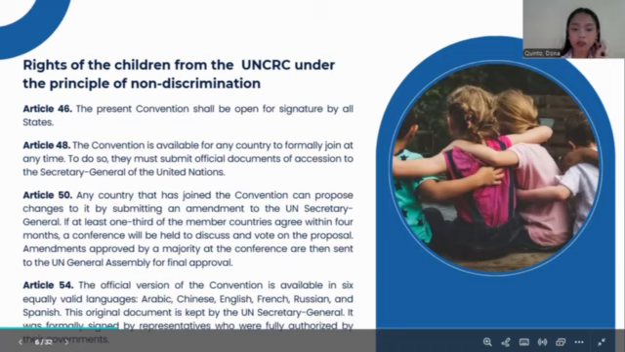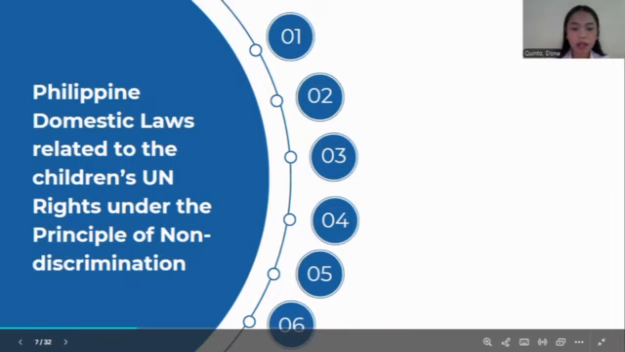So these provisions reflect the rights of states to join and sign the convention. However, as instructed, we are required to categorize all provisions, which is why I included them. They fall under the principle of non-discrimination as the Convention is open for signatures by all states and accessible to every country without exception.